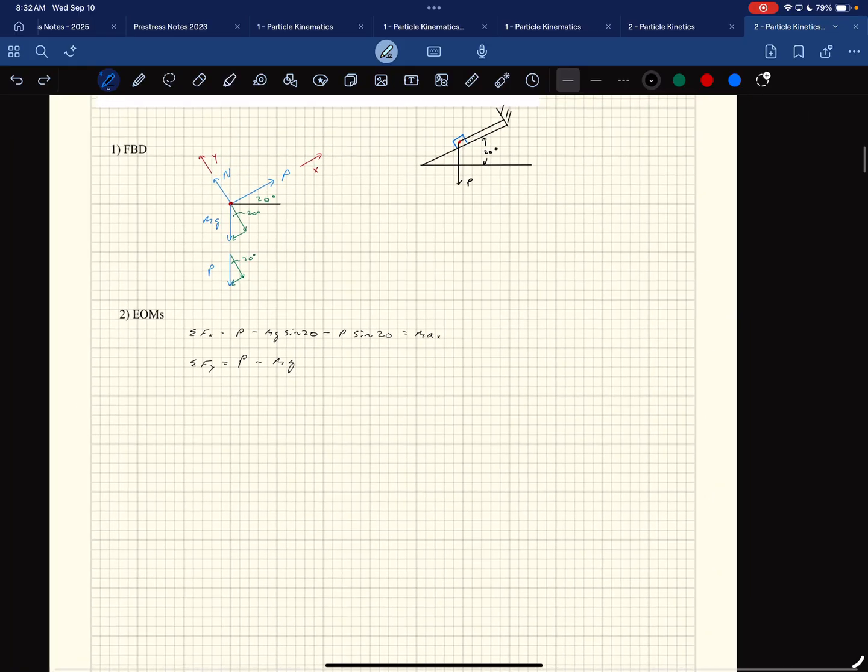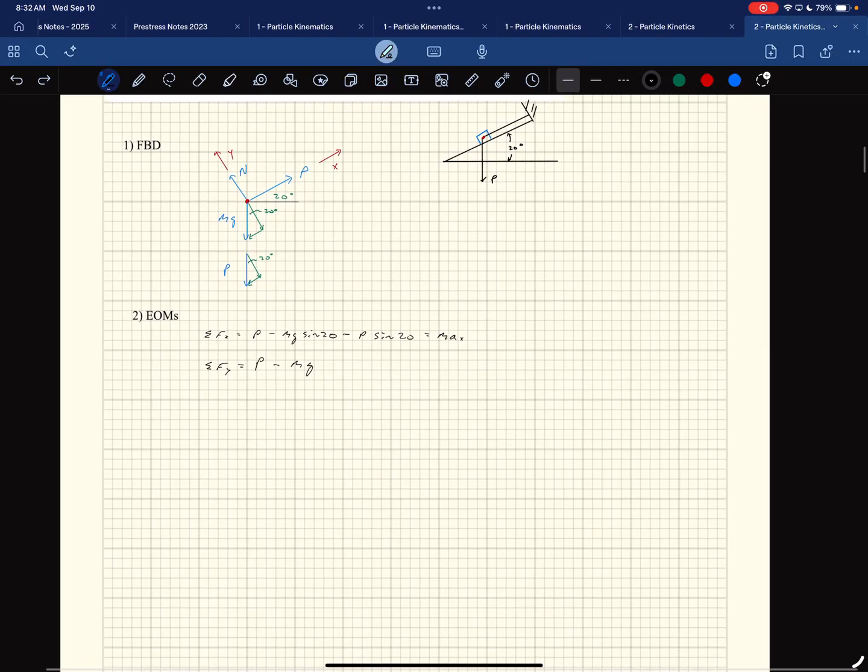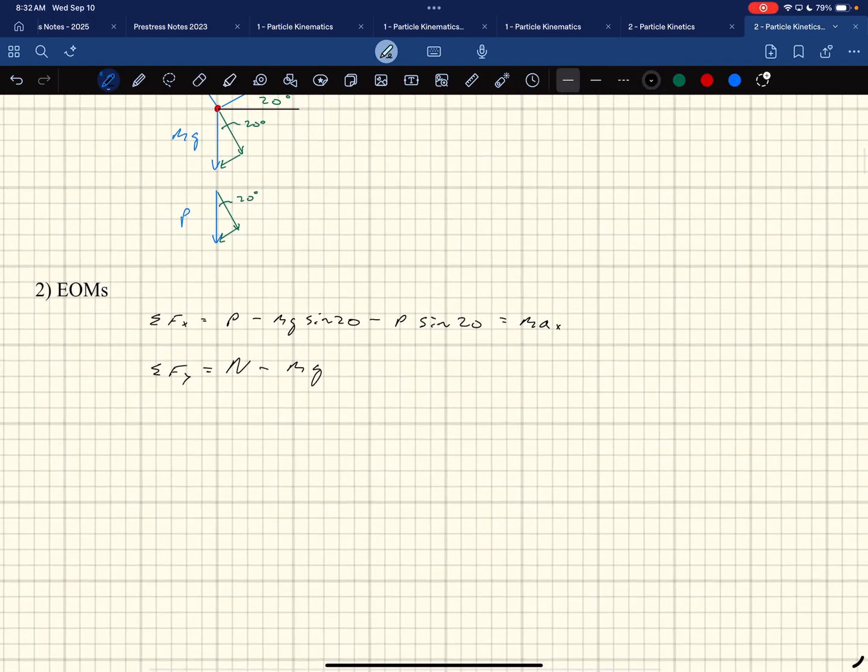What's that? Should P be there for the y direction? Yeah, I wasn't done yet. I wasn't done yet. Absolutely. I was like, PB? What the hell's that mean? Like some slang you got going on? Cosine 20. Thank you. That's very important. Minus P cosine 20 is equal to MAY. Thank you. That's actually very important because we wouldn't have been able to solve it otherwise.